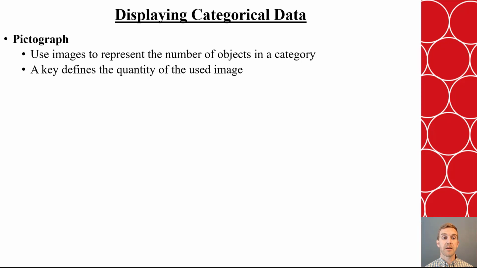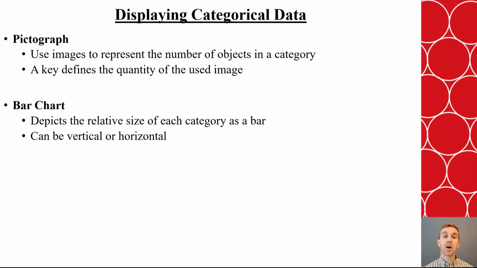Either using a pictograph, which uses images to represent the number of objects in a category, and you need to include a key that tells exactly what that image represents, because sometimes the image could represent 1 or it could represent a number larger than 1.